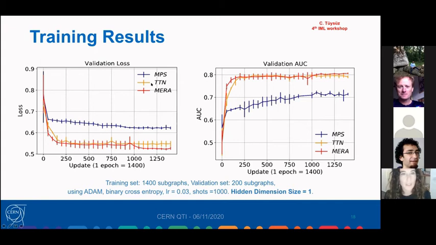The MPS, the matrix product states architecture, has also been tested recently. You can see that this is a very recent test. We don't really get such good performance, neither in terms of loss nor in accuracy, nor in area under the ROC curve.